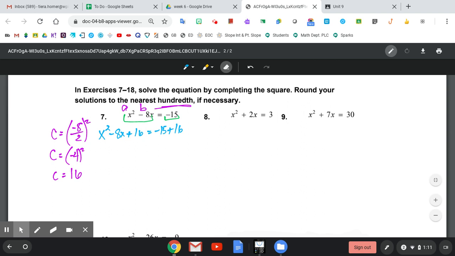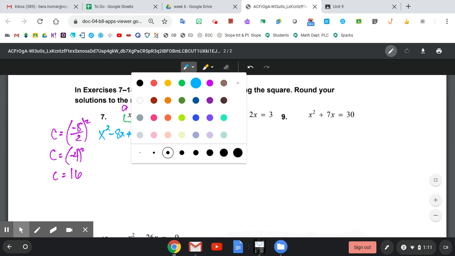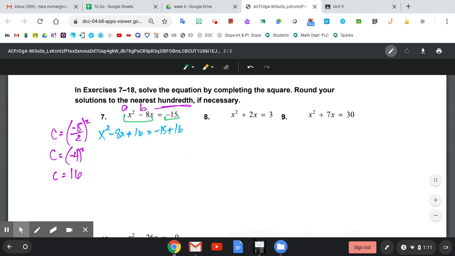Well, once we've done that, we can go ahead and factor our trinomial on this side, just like we did before. Don't worry about the right side of the equal sign. So factoring this is my parentheses squared. And I know it's going to be an x. And then I look at the number I squared over here to get my c. I squared a -4, so that'd be x minus 4.